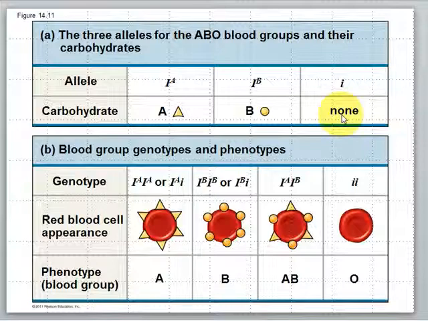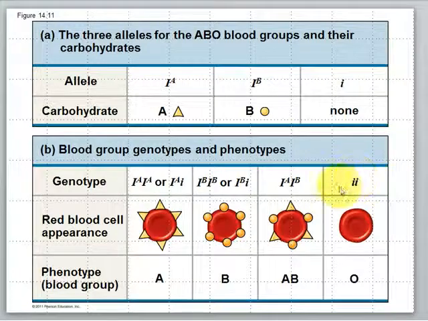So how does that get you to 4 possible blood groups, genotypes and phenotypes? Look at all the various combinations. You can have 2 of the A's or 1 A and 1 none, and that would give you an A blood type. 2 of the B's or a B and a none gets you a B blood type. An A and a B is an AB blood type. Or maybe you have the none and the none, and that gives you the O blood type.